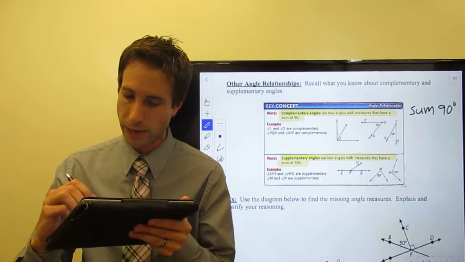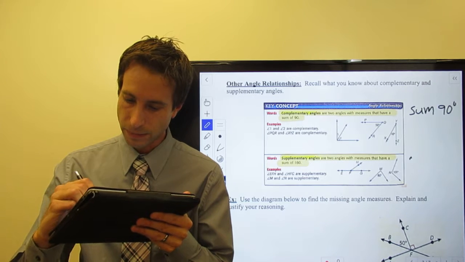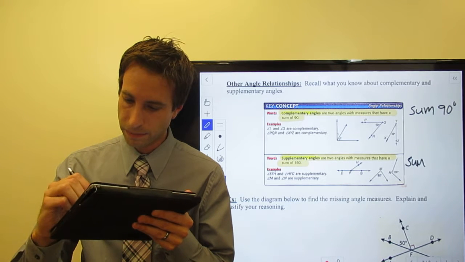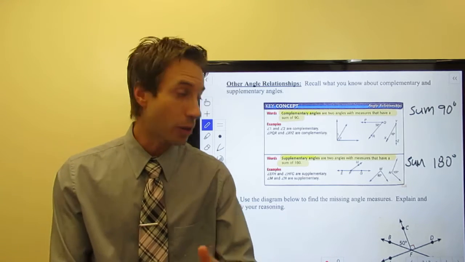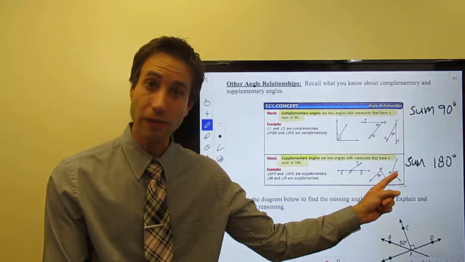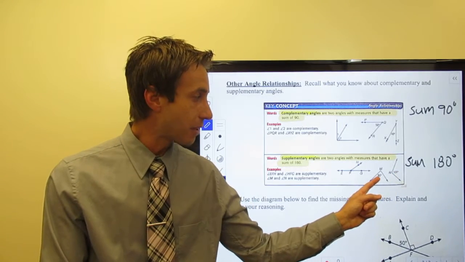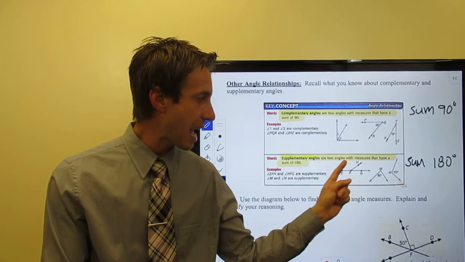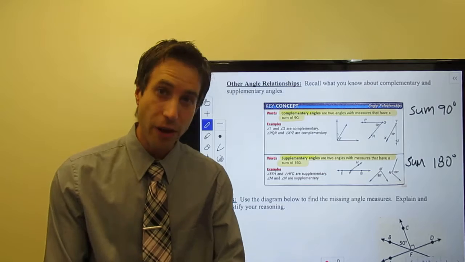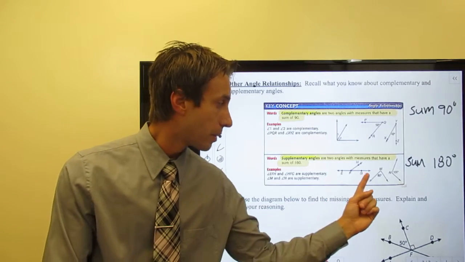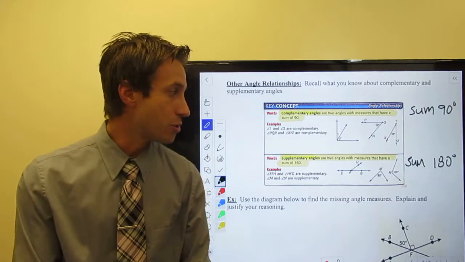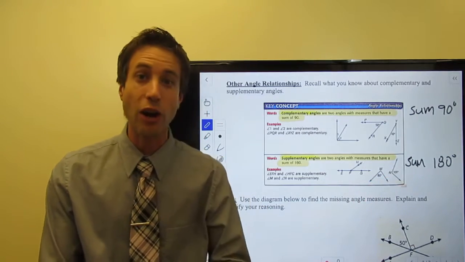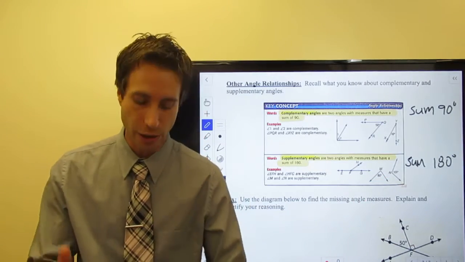Let me write that for you. These are going to sum to 180 degrees. And I have an example of those here as well. If you have an angle of 100 degrees and another angle of 80 degrees, if we were to add those two angles together, I would get 180 degrees. Please also note that these two angles are going to form a linear pair.